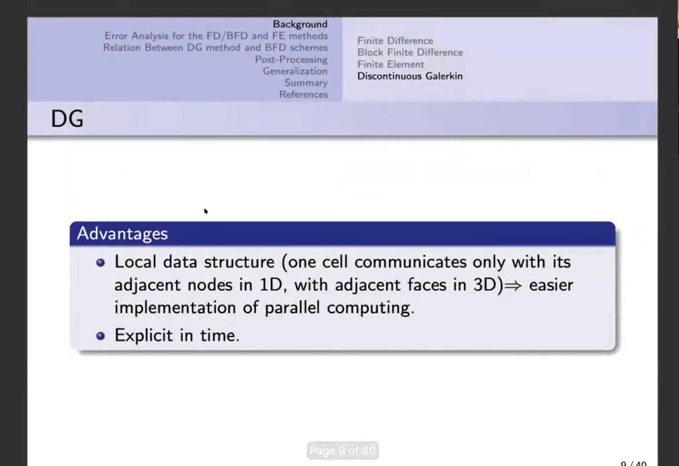So the main advantages of the DG method, which has been very widely developed in the last few years, is that it possesses a local data structure, meaning that one cell communicates only with its neighbors. And this makes the implementation of parallel computing easier. And it is explicit in time, and we will see it in our example.